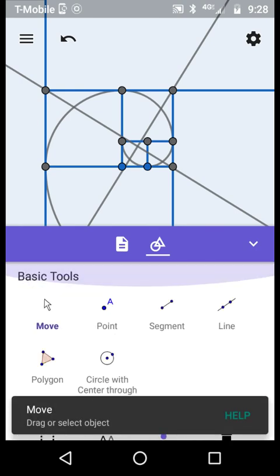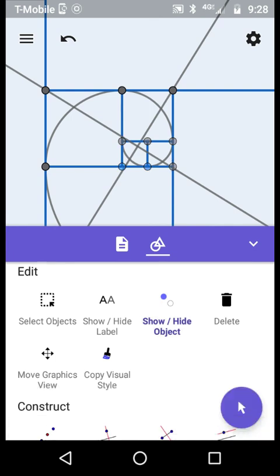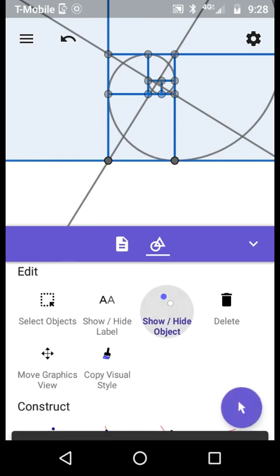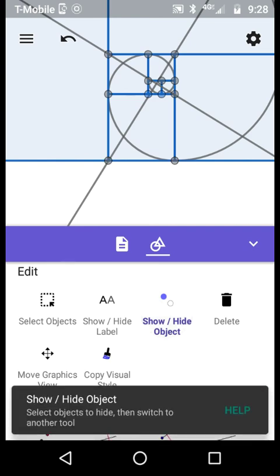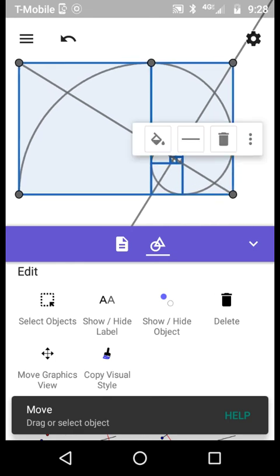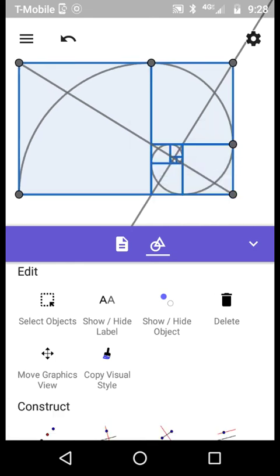Let's go ahead and I'm gonna get rid of the dots here. The dots are getting in the way of seeing what's going on here when we're zoomed out more than anything else. So I'm gonna hide some of the dots. All right, and there you go.